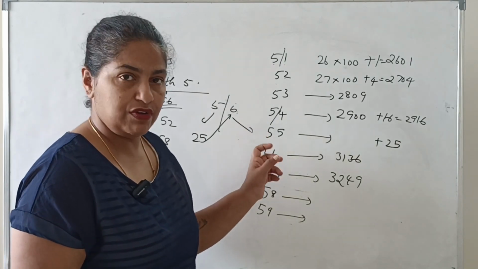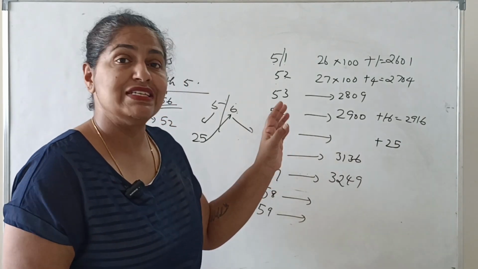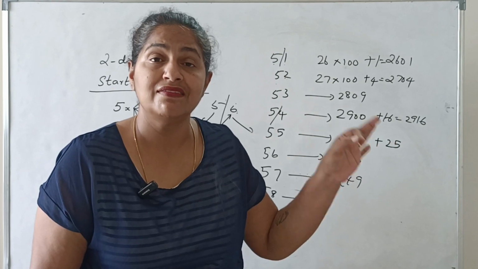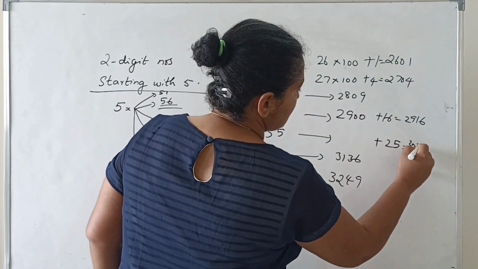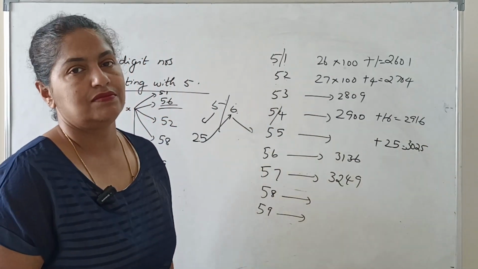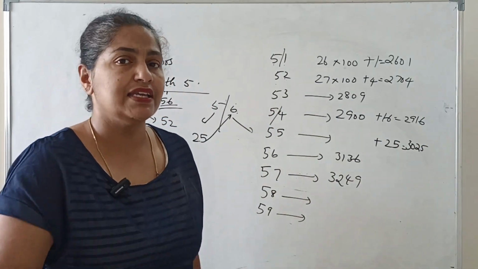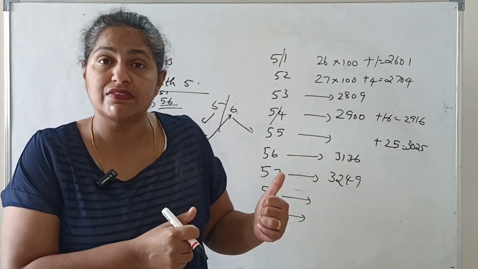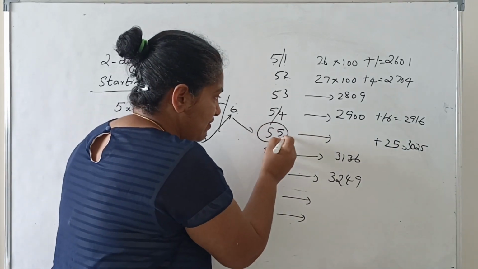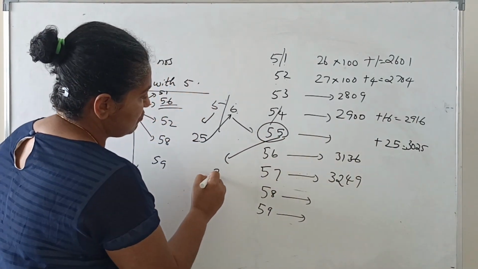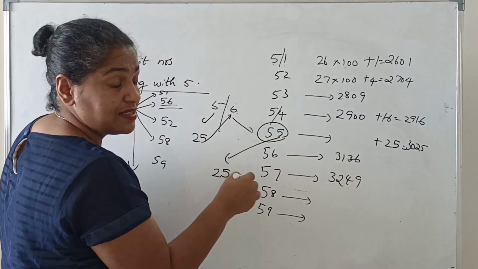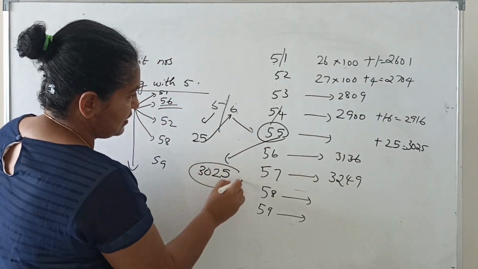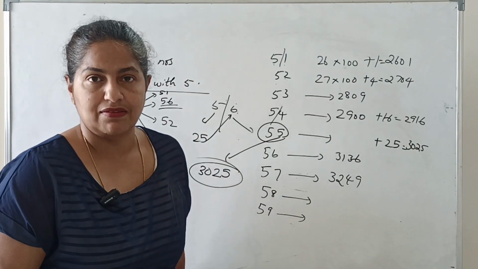Now 5 square is 25. 25 I need to add to the last digit, which is a 30. 30 into 100 is 3000. 3000 plus 25 will give me 3025. Okay. Now this one I can find also by another method. The previous one that I said, because it is ending with a 5, I can write down the square of the last digit. Add 1 to 5, which is 6. 6 into 5, 3025. You get the same answer.